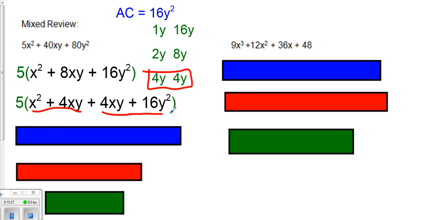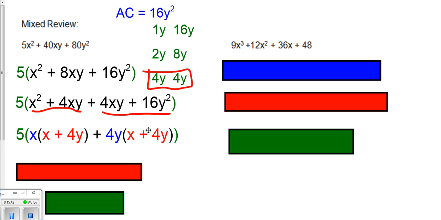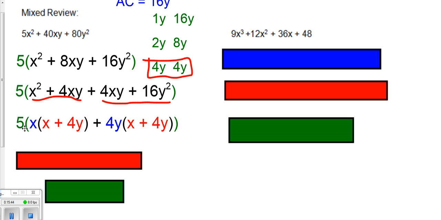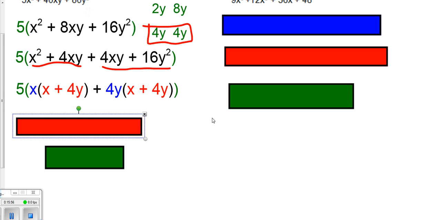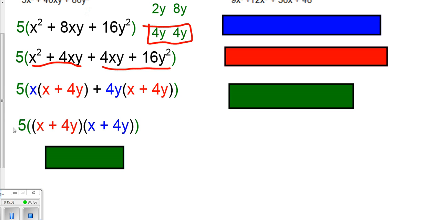1 group, 2 groups. So what that looks like then, 5 on the outside still. This group has an x outside of it with x plus 4y. This group now has a 4y on the outside of it with an x plus 4y. In the end then, this becomes 5 times one factor, x plus 4y, and another factor, x plus 4y.